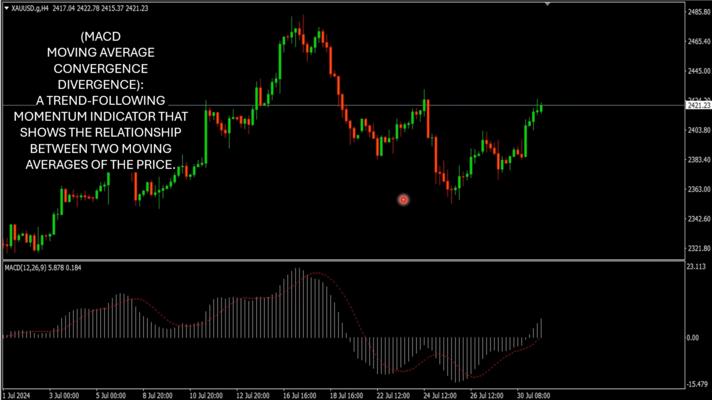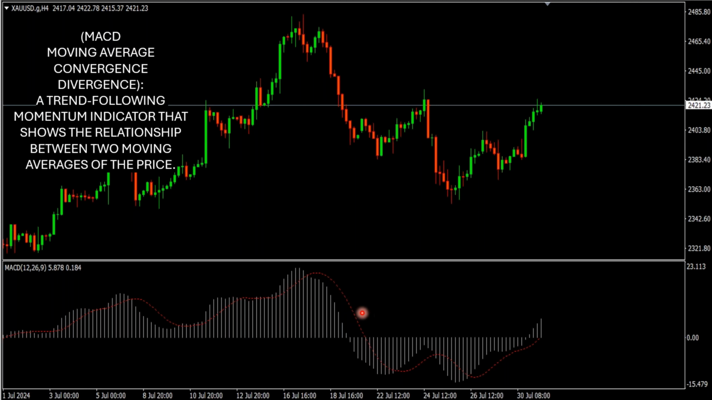This is the MACD, the moving average convergence divergence, a trend following momentum indicator. This is giving you the relationship between two moving averages. The main idea of the MACD is momentum. When a car is trying to stop or change direction, this is the example we always like to use, it will not stop in the same minute or the same second. It will slow down, then it will stop and go the other direction.